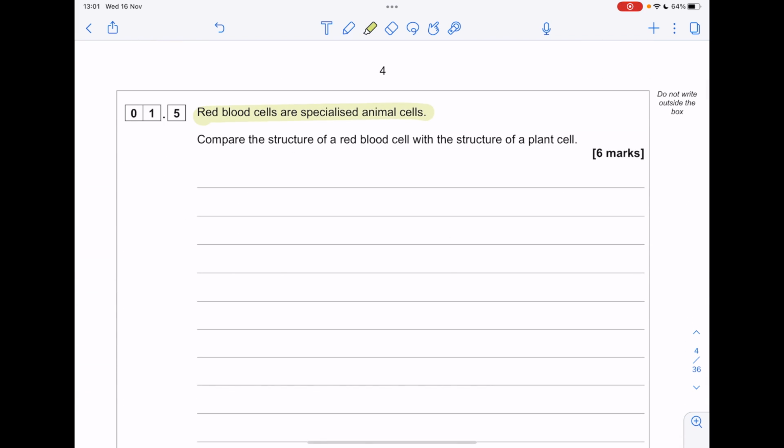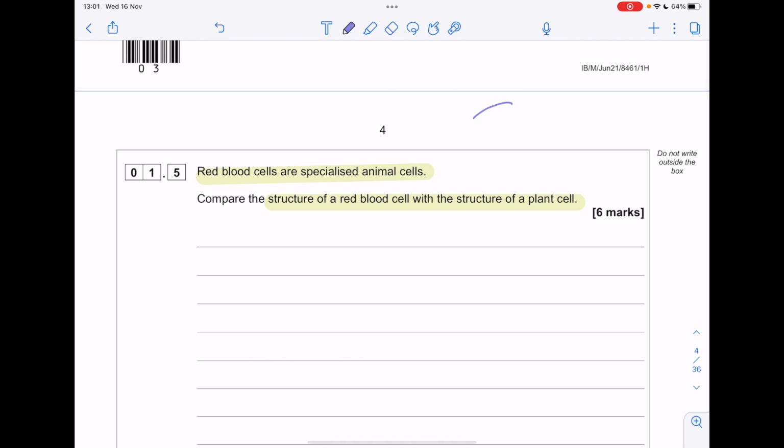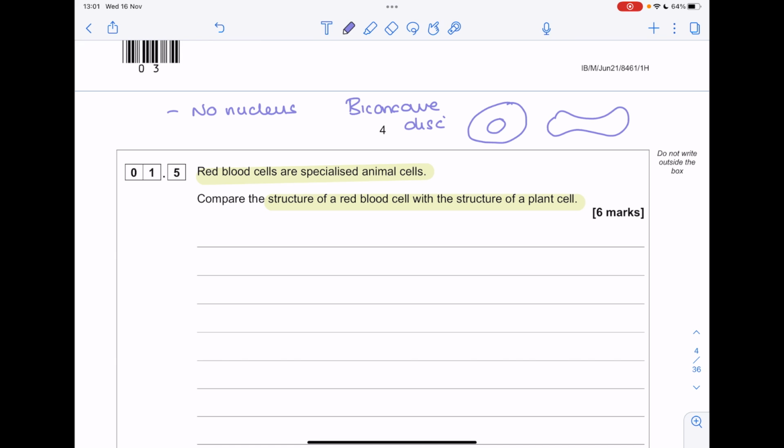Red blood cells are specialised animal cells. Compare the structure of a red blood cell with the structure of a plant cell. Okay, I'm just going to draw a red blood cell up here. Remember, it's got that characteristic biconcave disc shape. Weirdly, it has no nucleus, which is unusual for an animal cell, but that's to enable it to have more hemoglobin.